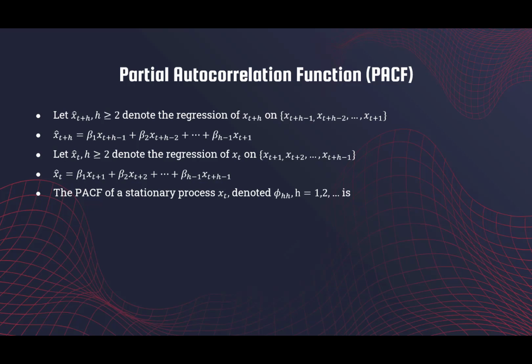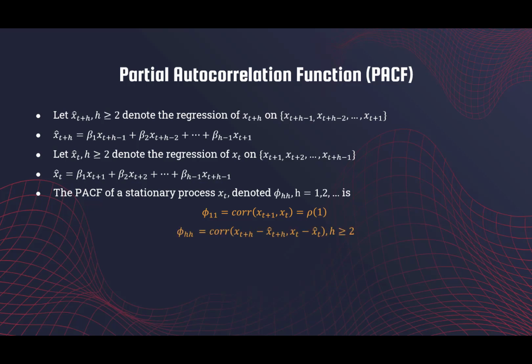So now the PACF of a stationary process x_t. This is the notation phi, and there are two h's here. Why do we use double subscripts? You'll probably find this out next week. Okay, so for now, stick to the two subscripts. So this is a notation for PACF. h takes values 1, 2, and so on. So phi_{1,1} is just the correlation between x_{t+1} and x_t. This is just rho_1, okay, so nothing new here.